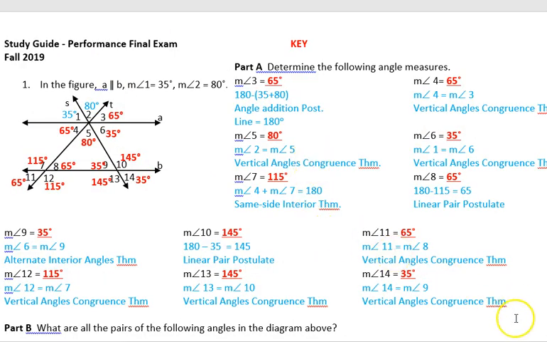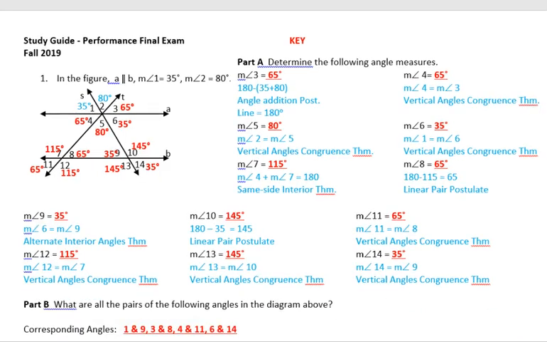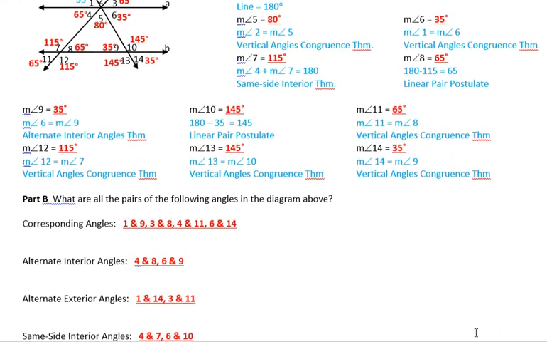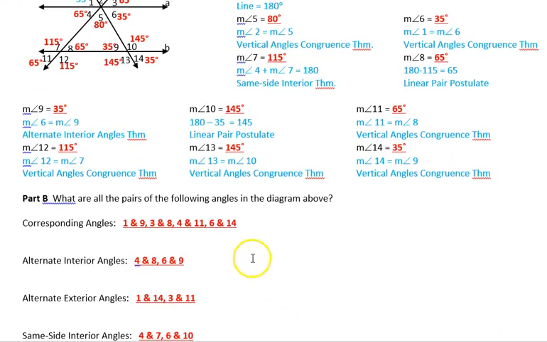So here's all of this written out all nice and pretty, typed up so you guys can read it very clearly. And then when we go to part B, it says, what are all the pairs of the following angles in the diagram above? Corresponding angles are on the same side of the transversal. So I'm going to write that here.